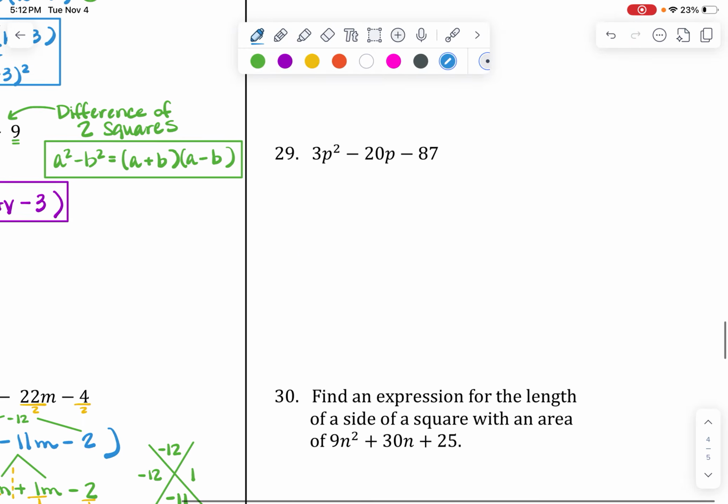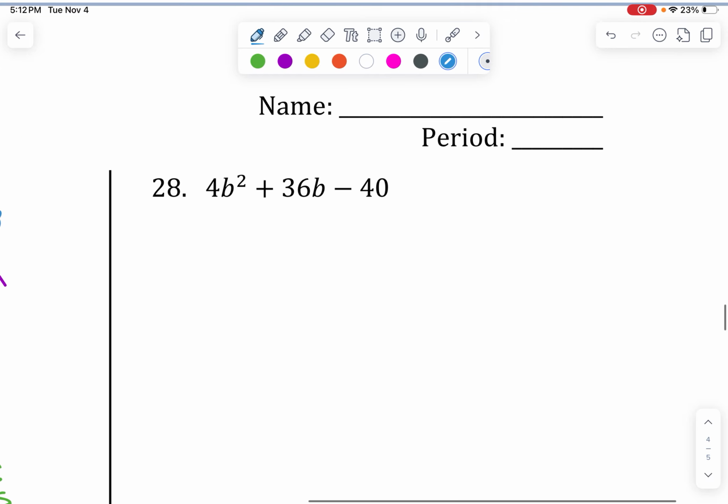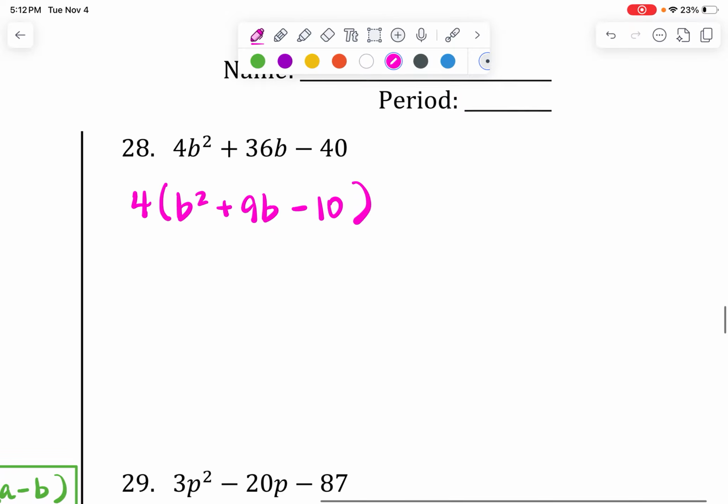All right, coming up here for our last few questions. All right, 4b squared plus 36b minus 40. Now, I'm not going to leave the GCF alone on this one. If you want to wait till the end, you totally can. But I do notice that all of these terms have a 4 in common. And I like taking my GCF out at the beginning because it makes my numbers much smaller and easier to deal with. So if I take out the 4, that just leaves me with b squared plus 9b minus 10. And now I can just work with that much, much easier trinomial.